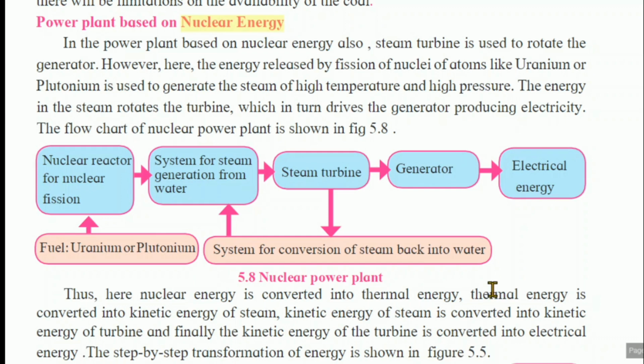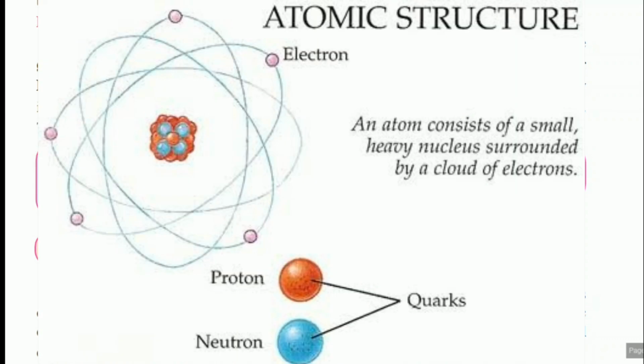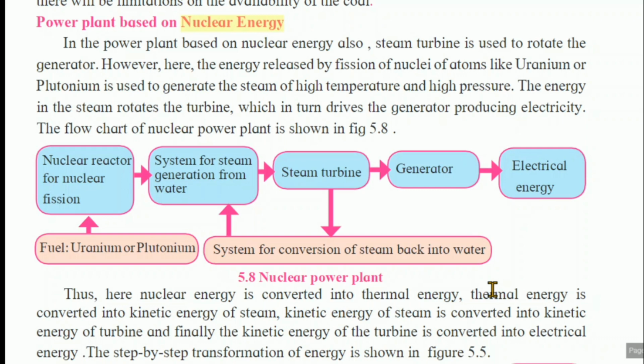Uranium and plutonium are nuclear atoms. And as we know, inside an atom protons are there, neutrons are there, electrons are there. Through this combination of proton, neutron and electron, any atom forms. So we use the uranium or plutonium here to generate steam of high temperature and pressure. A flow chart is here, 5.8, the nuclear power plant.